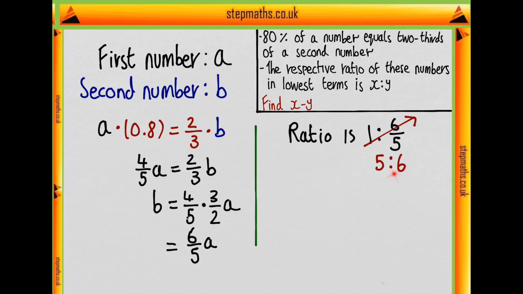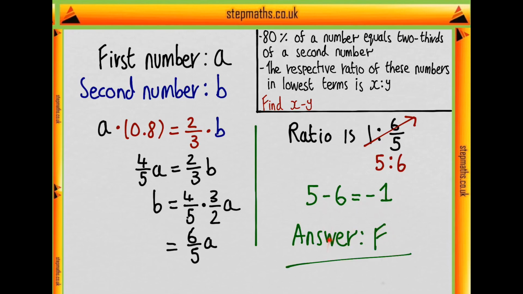And so all we've got to do is find x minus y, so i.e. 5 minus 6. That's minus 1. That corresponds to F in the multiple choice options, so our answer is F.